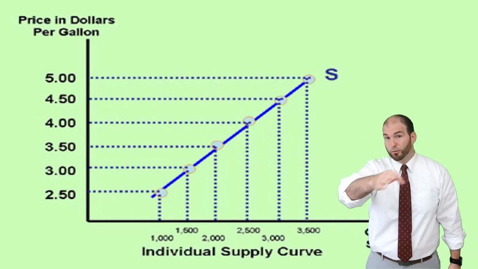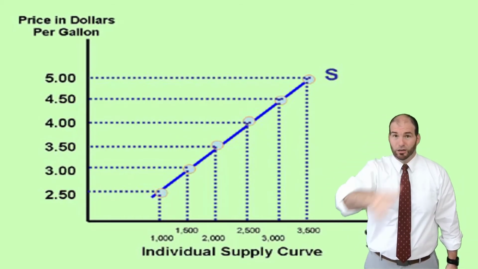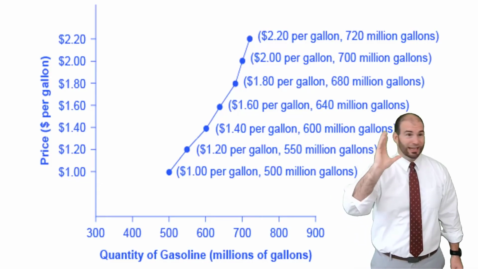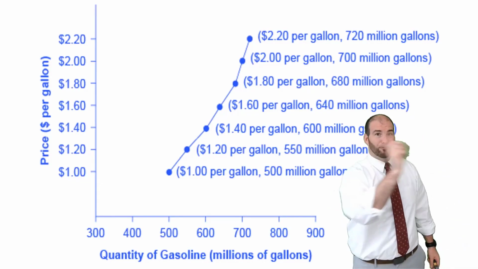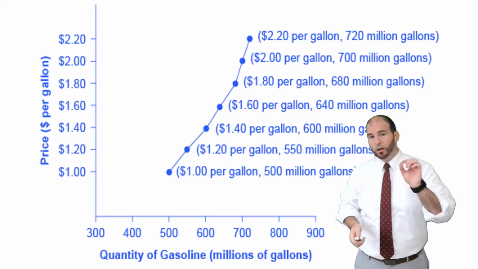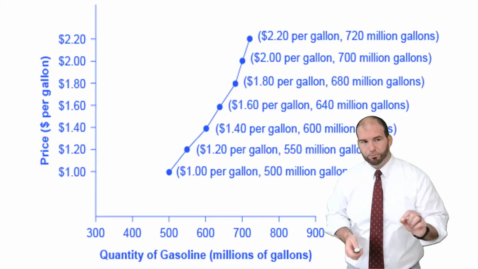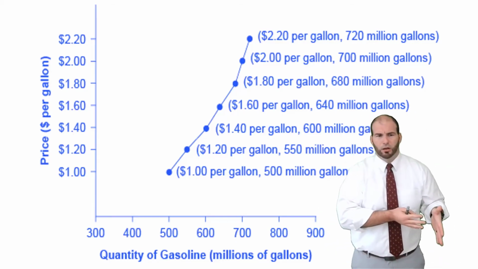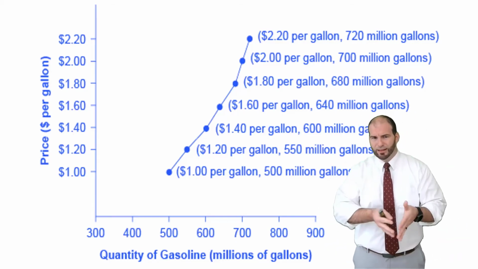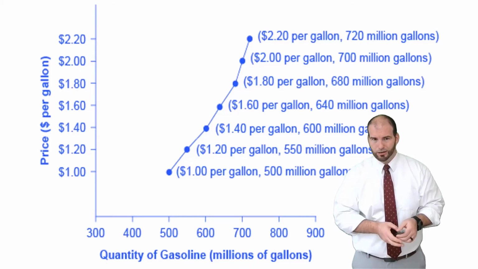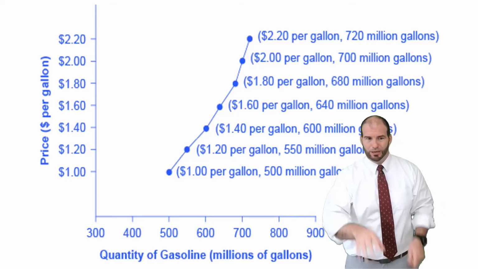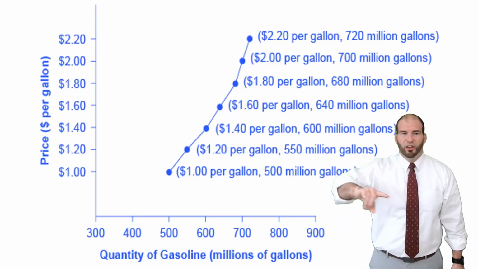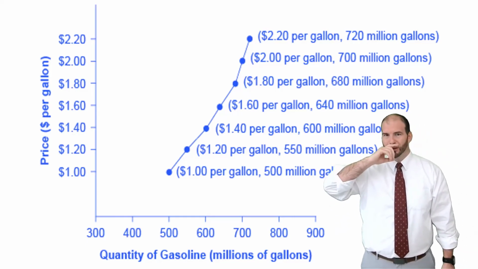That is the law of demand, that is the demand curve. This is the supply curve, using the exact same data that we had for the demand curve. Notice that the more quantity of gasoline that is sold, the higher the price is.